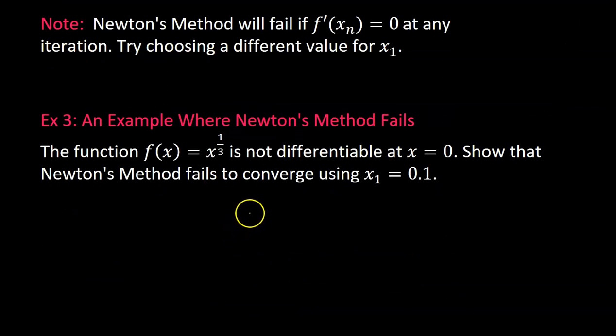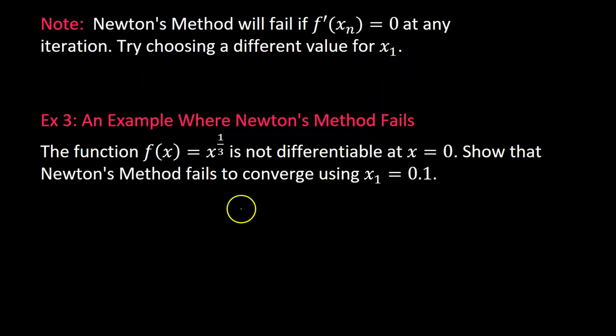There are 2 ways that Newton's method can fail. For one thing, Newton's method involves dividing by f prime. You can't divide by 0, so if f prime equals 0 at any iteration, Newton's method will fail. If that happens, try just picking a different initial guess, and usually that will solve the problem.